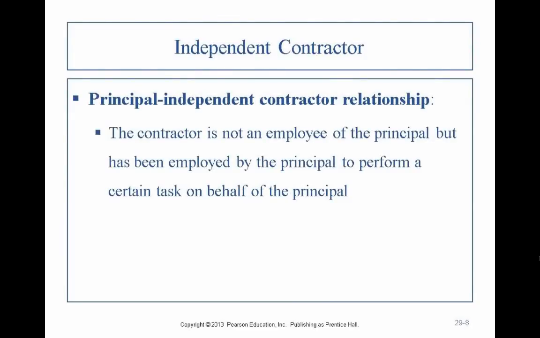All right. So we said we're going to throw another little monkey wrench, and that is the principal-independent contractor relationship. So the notion here is that the contractor is not an employee of the principal, but has been hired by the principal to do a certain task on behalf of the principal. Right? And this is where, and we talk a little bit more about this in the next chapter, the line gets a little bit fuzzy. Right? You hire an employee to do X, Y, and Z, and you tell them what to do.